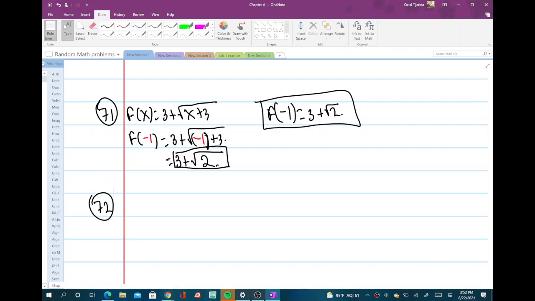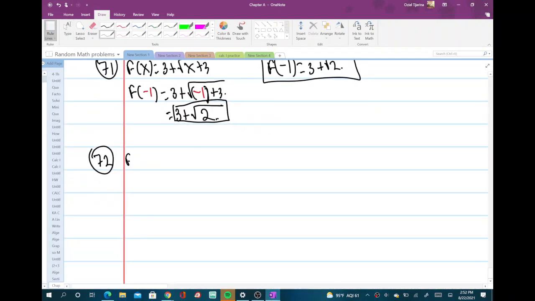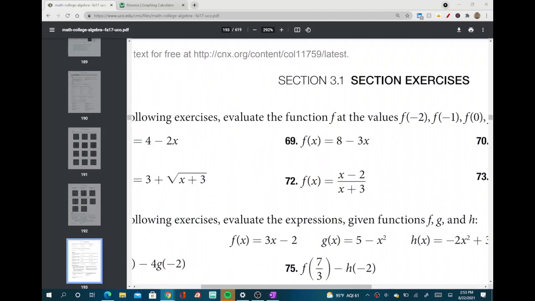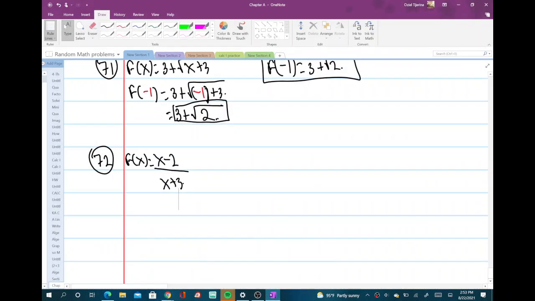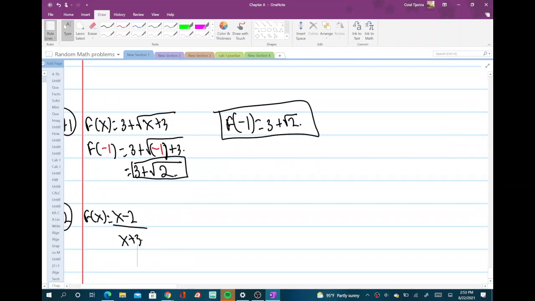Number 72. We have f of x equals x minus 2 over x plus 3, right? So, and by the way, let me do f of 0 for this one. Let me do f of 0, and then I'll do f of 1.